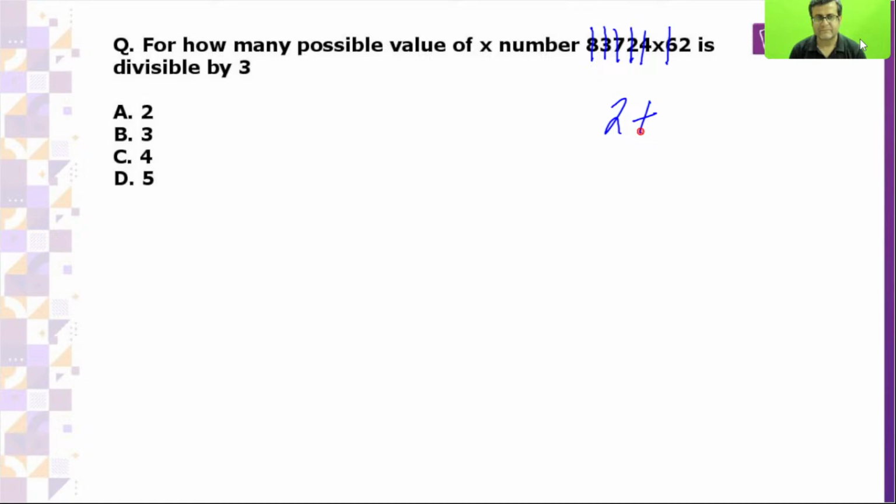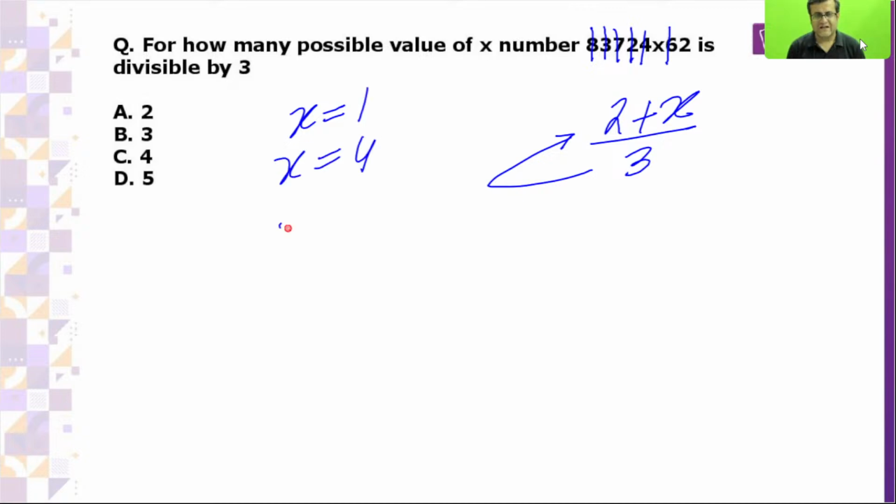I have to check divisible by 3. How many possible values of x? If I put x as 1, the sum will be 3. If I put x as 4, the sum will be 6. x as 5, 6, 7, yes, of course. x as 8, no. 9 is no, obviously not. So how many possible values of x? 3 values.